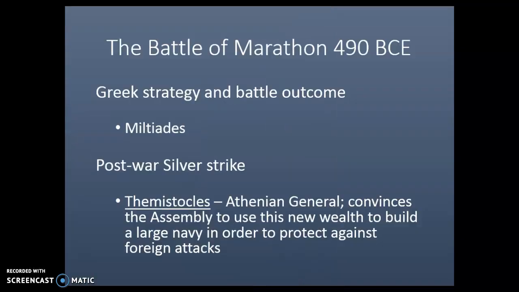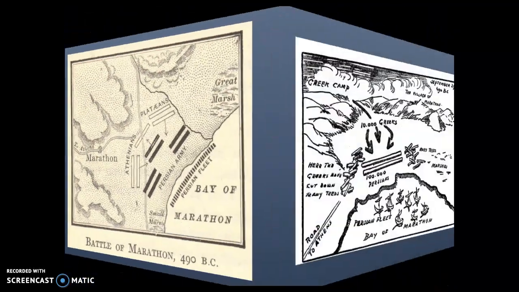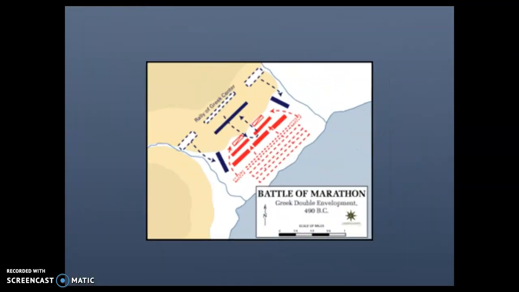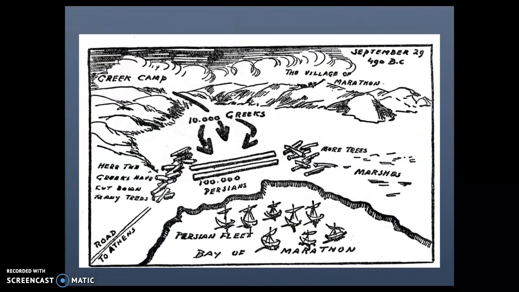Now what happens is, from here, let me see if the map is there. Yeah, this is another view of the battle. The Persians get back in their boats and they decide to go and attack Athens. Marathon is a little over 20 miles, what a marathon is today.